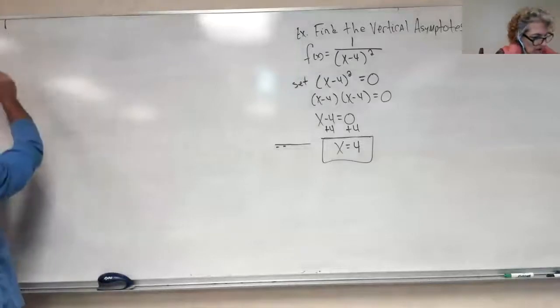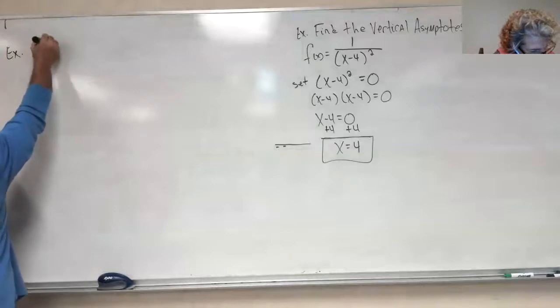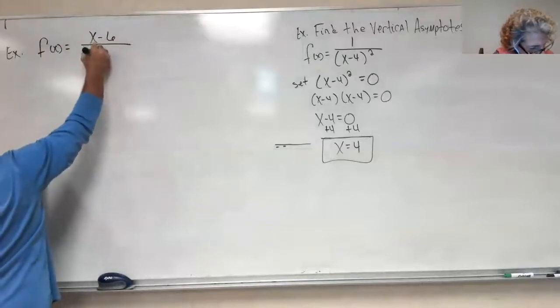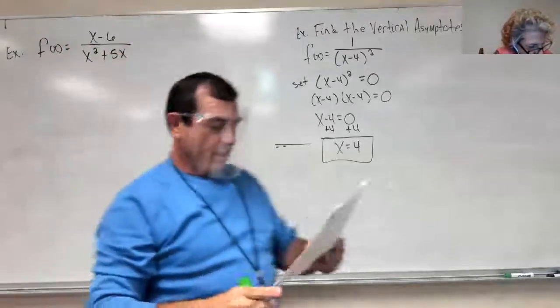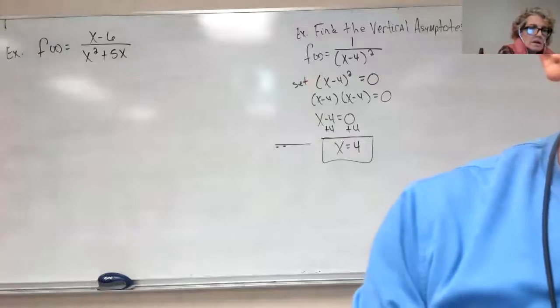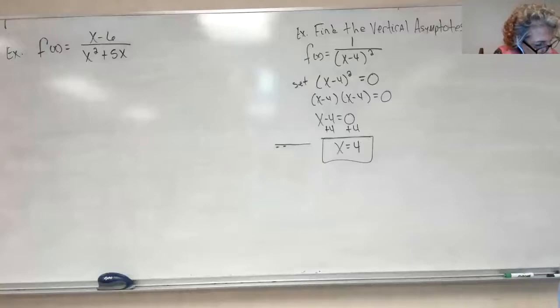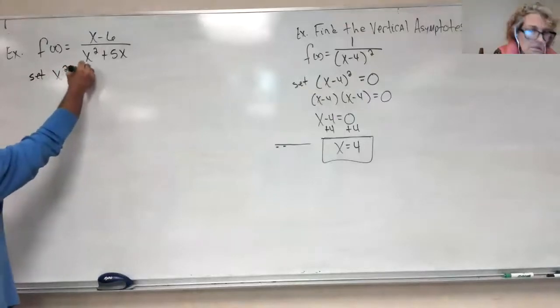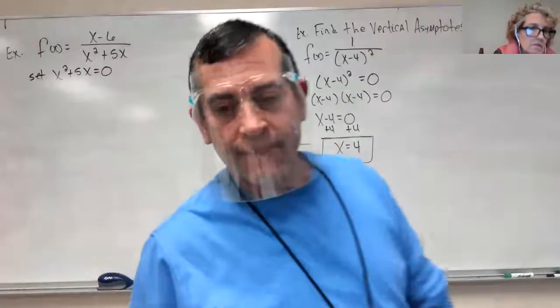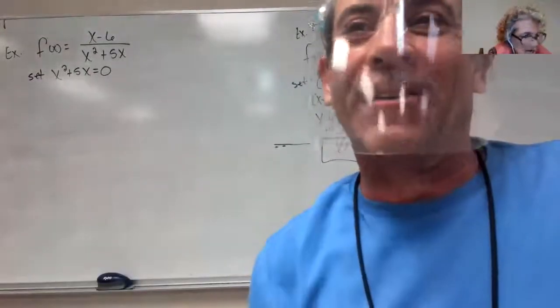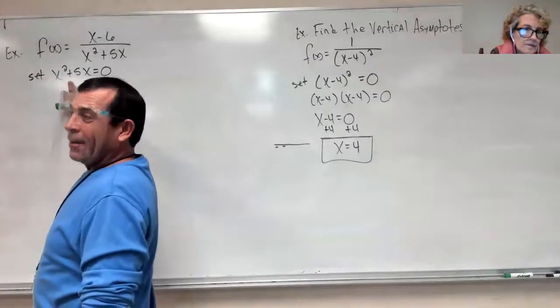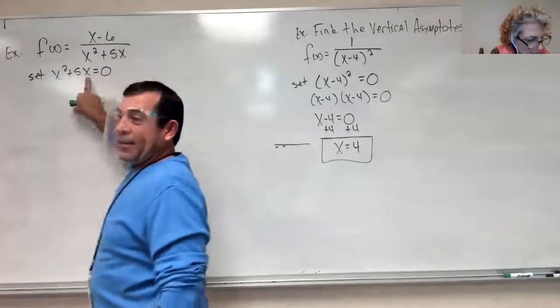All right, this one will have the same thing, f of x equals (x minus 6) over (x squared plus 5x). Hang on, so set the bottom equal to 0. The quadratic formula would do that, but I'm going to factor it. It's not perfect squares because it's being added, and it also violates it because it's got that x there.